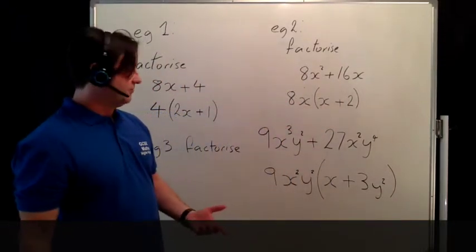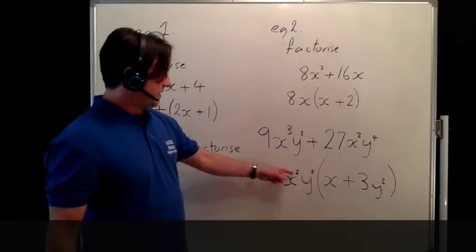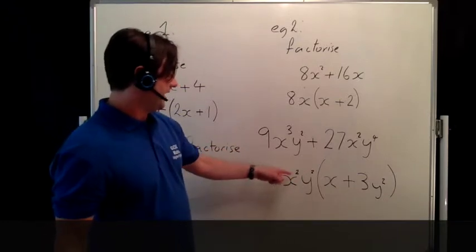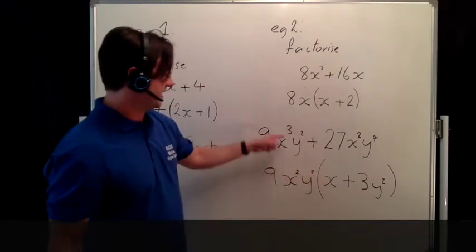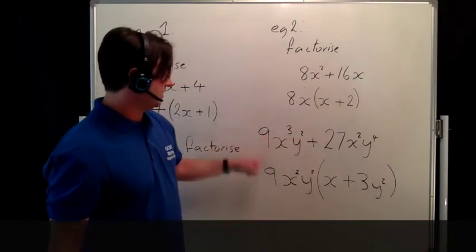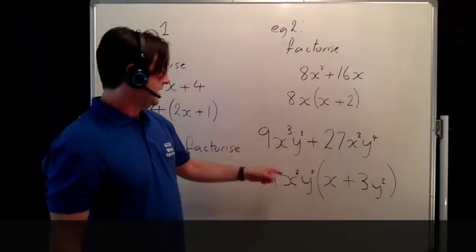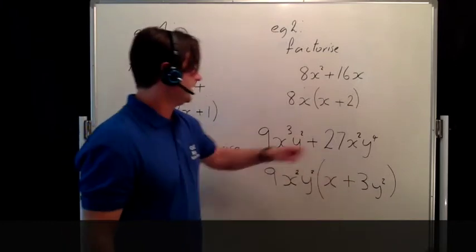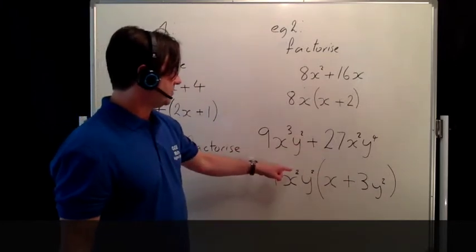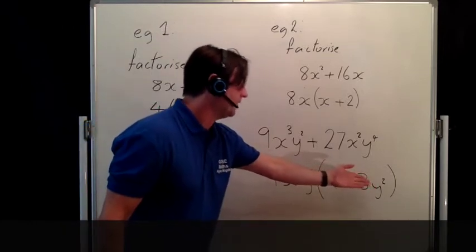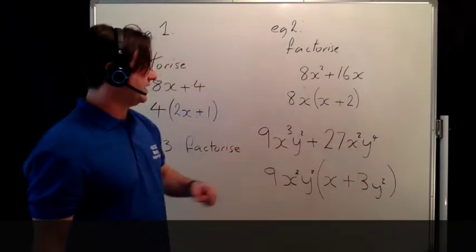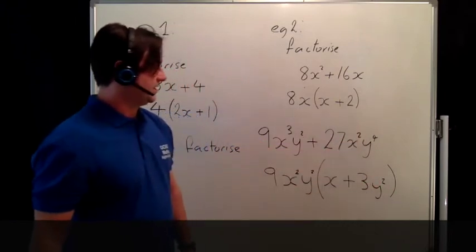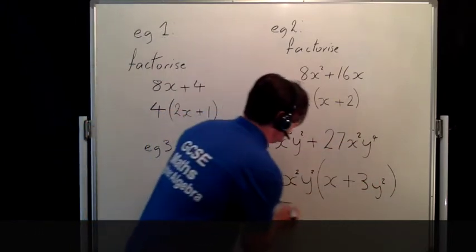Let's check to see if we got it right. 9x squared y squared. Well, if we multiply x squared by x, we get the x cubed, and the y squared and the 9 are clearly outside. And then if we do 9 times 3, we get 27. X squared times 1, which we haven't written in there, gives you the x squared. And y squared times y squared gives you y to the power of 4. There's our answer.